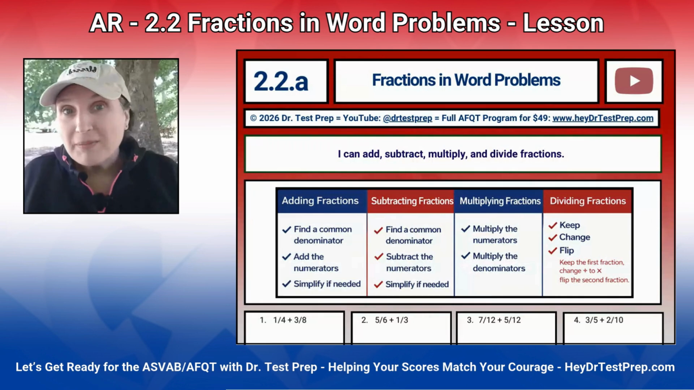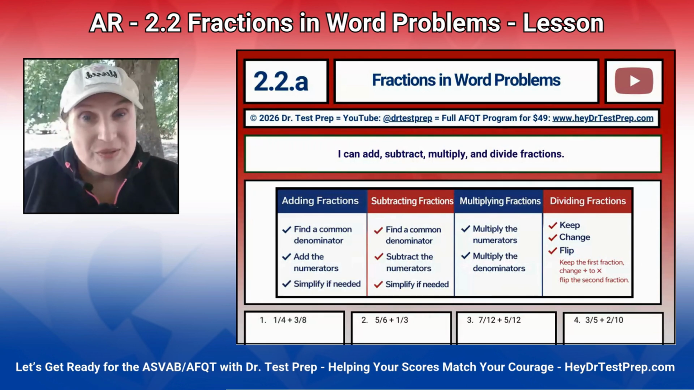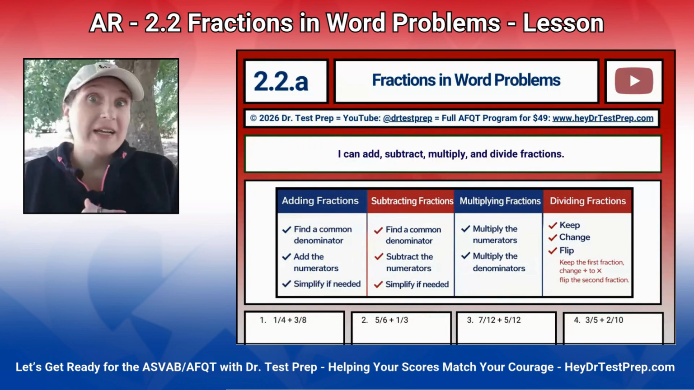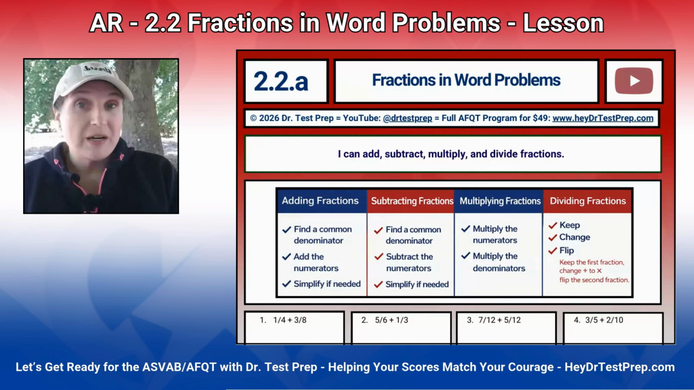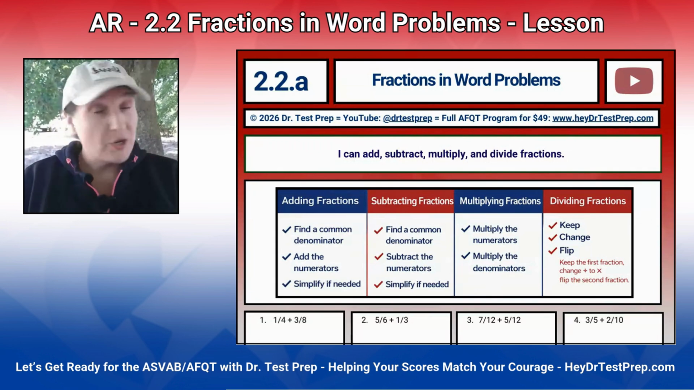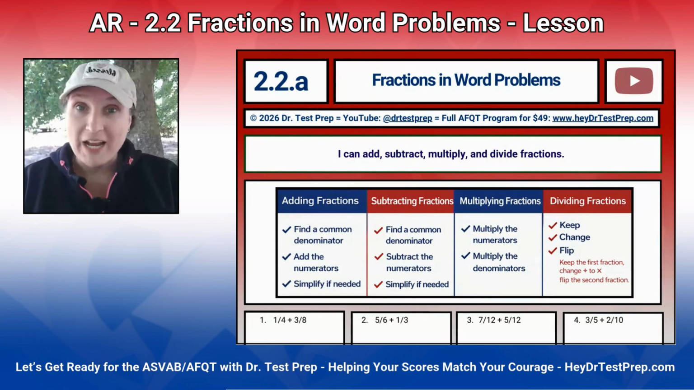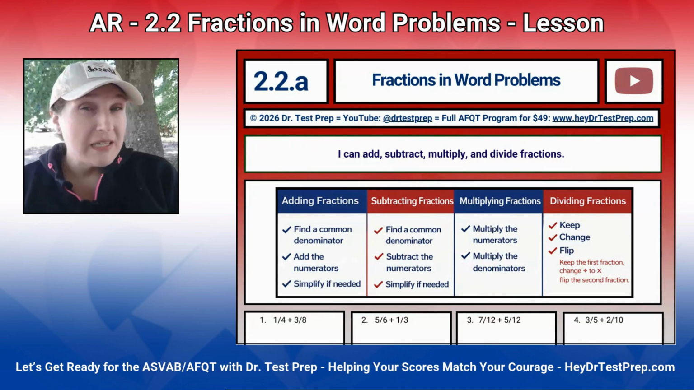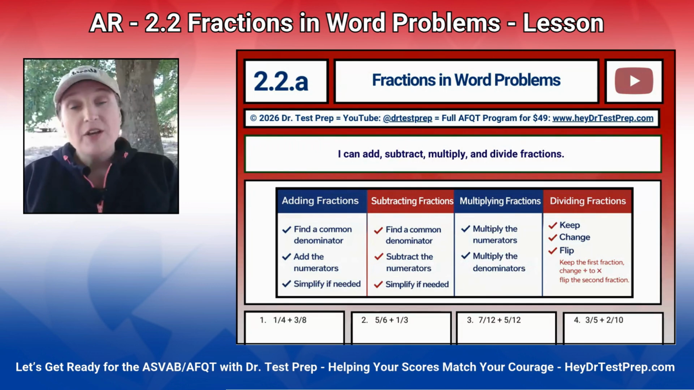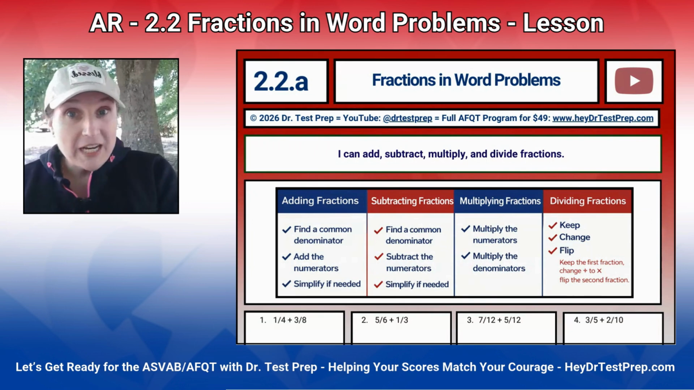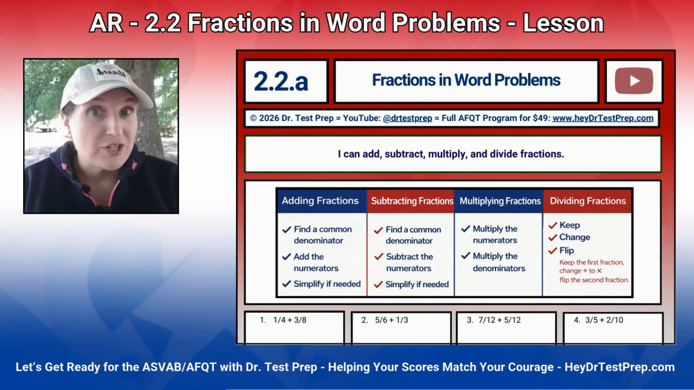Now, when it comes to multiplying fractions, I like to reduce the fractions first. We reduce by going up and down, or diagonally when it comes to multiplying, and then we multiply across. So we don't need the common denominator for multiplying fractions. For division, you probably heard something called keep, change, flip, maybe in 5th grade, where we keep our first fraction, we change the division to multiplication, we flip the second fraction, and then we do our multiplication steps.